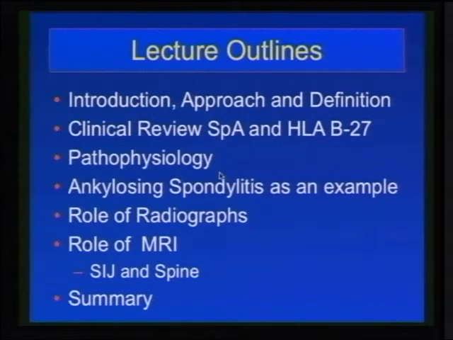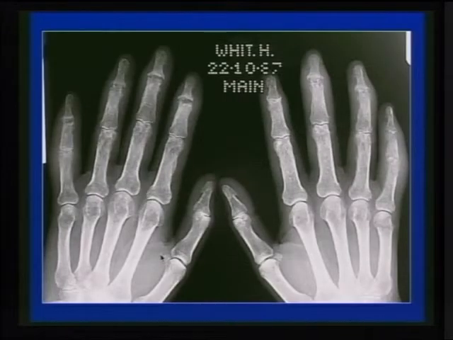So the lecture is going to be about this introduction. We'll go for the clinically important data, and then we'll go for the pathophysiology, which I believe we should know so we can tell about the radiological manifestations of the disease. Then we'll speak about ankylosing spondylitis as an example of spondyloarthropathy. The role of radiographs and MRI would be discussed as well, and these are the most advanced topics nowadays in rheumatological disorders. And then we'll end up with the discussion.